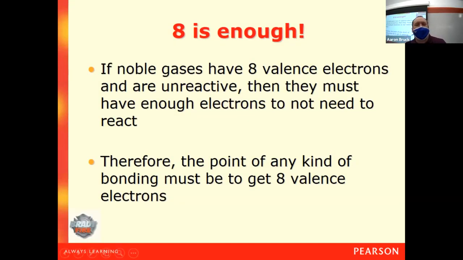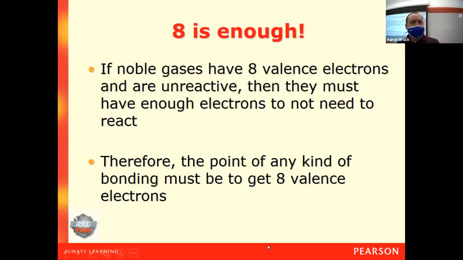If the noble gases with their 8 valence electrons are unreactive, that must be the goal of chemical bonding. 8 electrons is sufficient to be stable. And so the point of any kind of bonding, whether it be ionic bonding or covalent bonding, is to get us to those 8 valence electrons. And if I can get to those 8 valence electrons, then I'm set, I'm stable. Either the atom is stable in the case of the noble gases, or the compound that is made becomes stable because the elements that make it up have now reached that optimal octet.